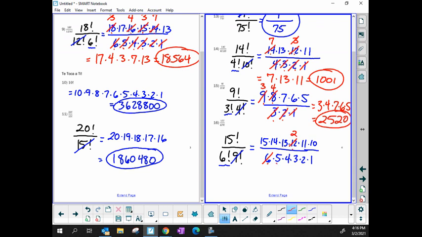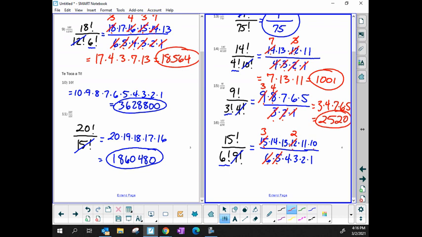Does 5 go into any of the numbers on top? Yeah, it goes into 15 or 10. All right, it doesn't matter which one I choose, just pick one. I like getting rid of those bigger numbers, so I'm going to use the 15. So the 5 cancels out, and 15 divided by 5 is 3.